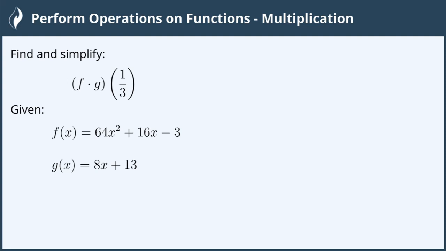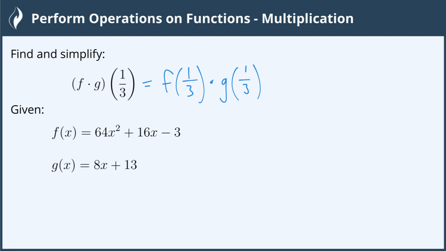In this problem, we're being asked to find f times g of 1/3. It helps to break this up into two different pieces because what we're really being asked for is f of 1/3 times g of 1/3. So what we can do is find each of those individually and then multiply them. So let's take a look at f of 1/3 first.